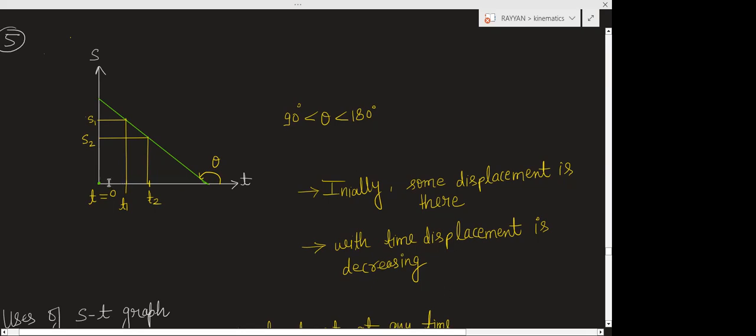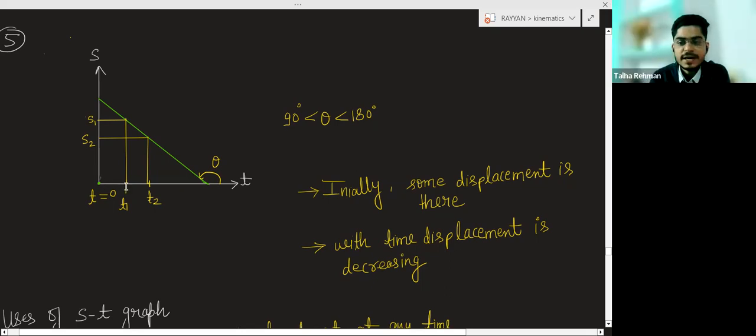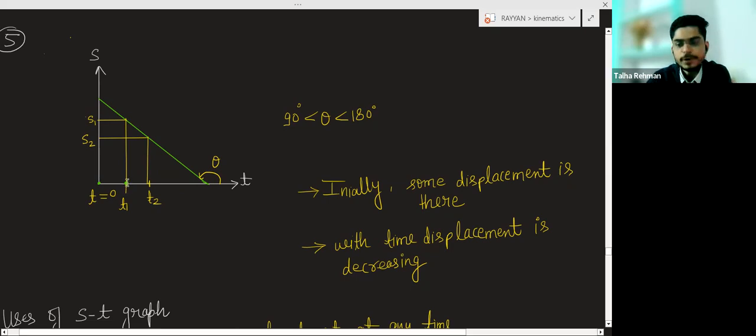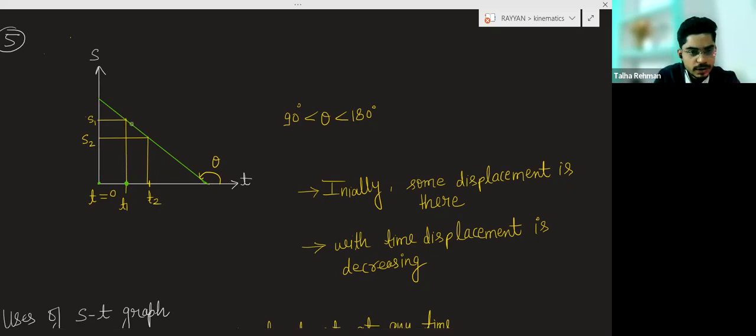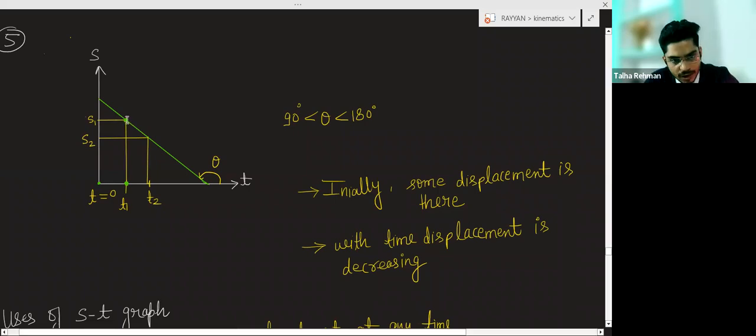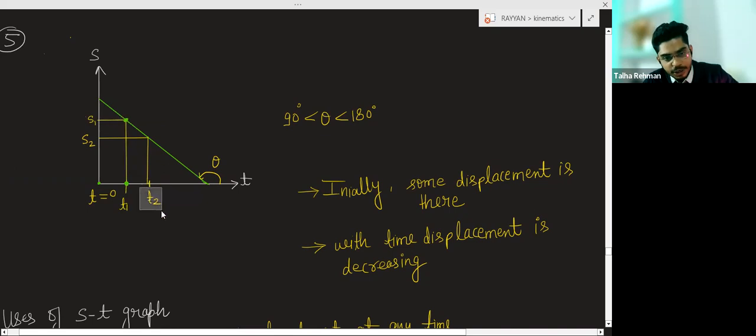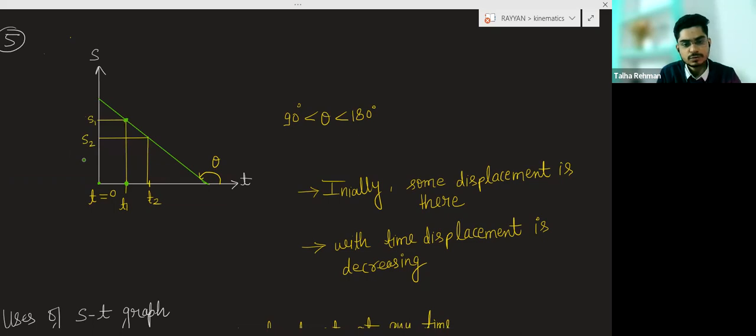Now move in this direction and calculate the displacement at time t1. So this is time t1. Corresponding to t1, what you will do? You will draw a straight line to the graph, and there you will get a point on the graph. And from that point, draw a perpendicular on the displacement axis. Then you will get the displacement at time t1. So S1 is the displacement at time t1. Now at time t2, you are getting S2. Now which one is greater? S1 is greater than S2.